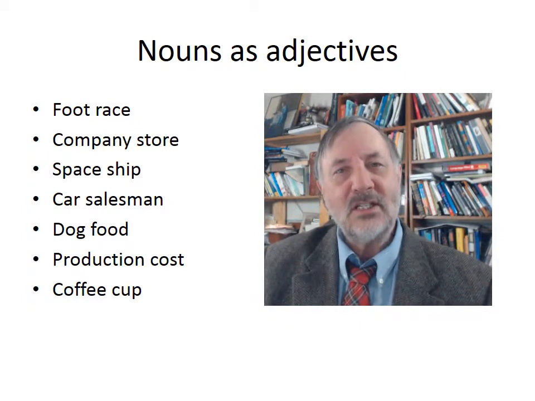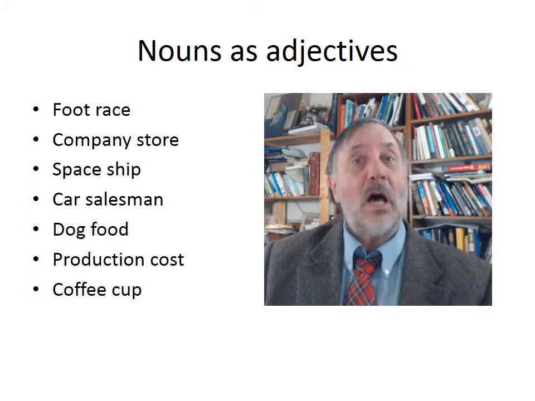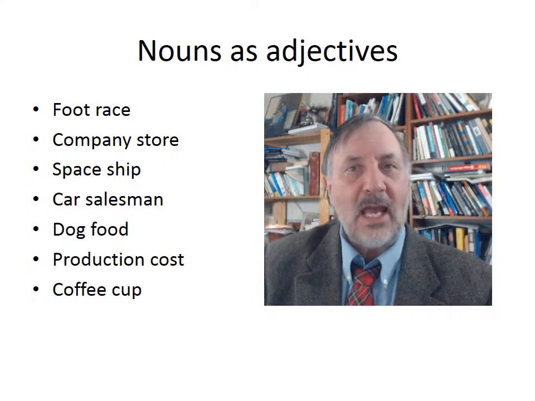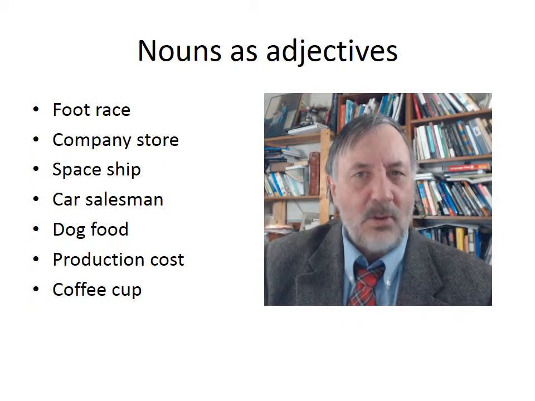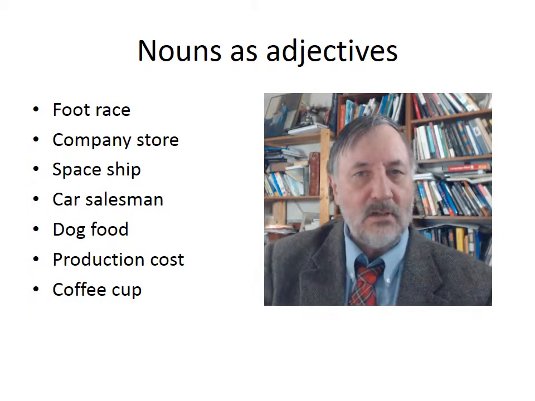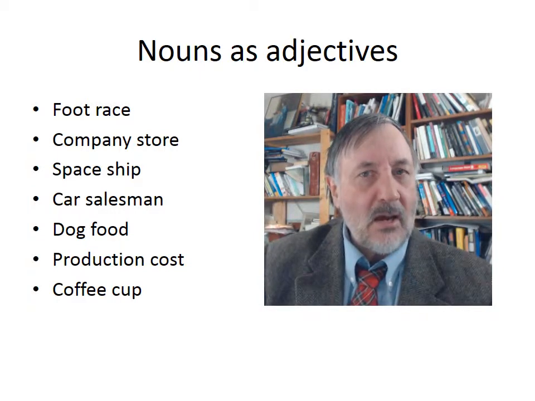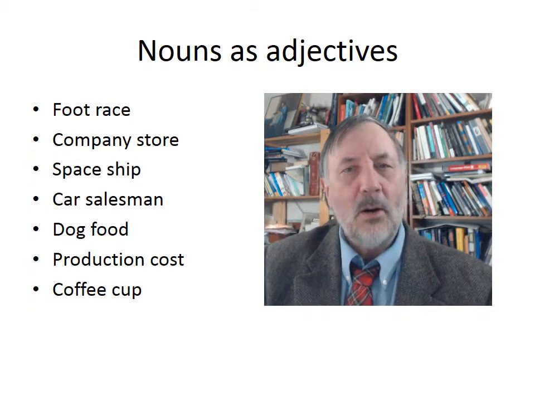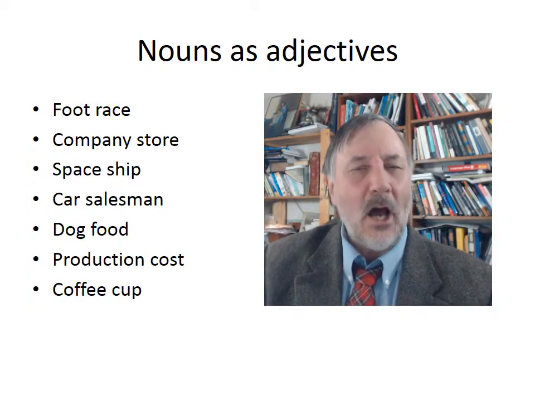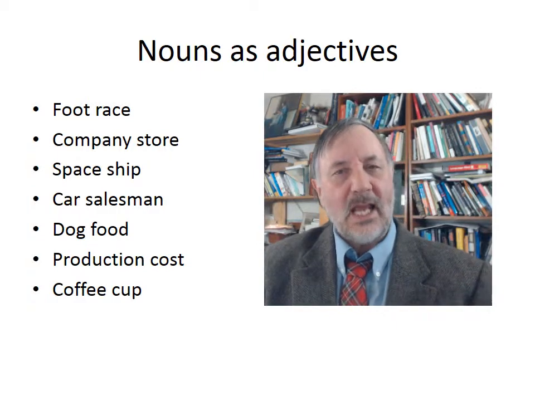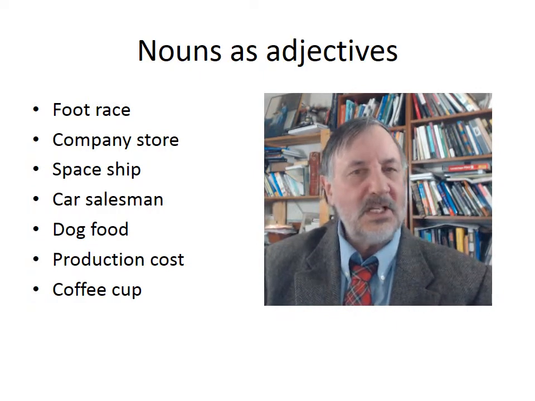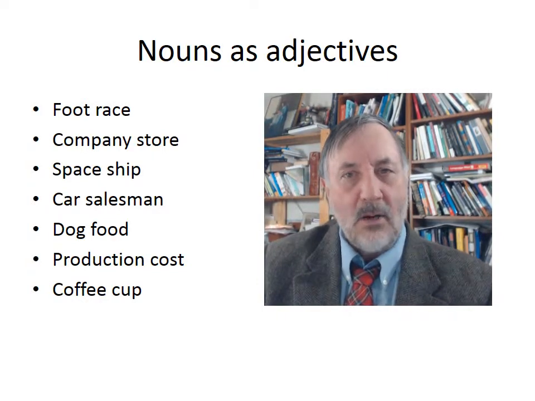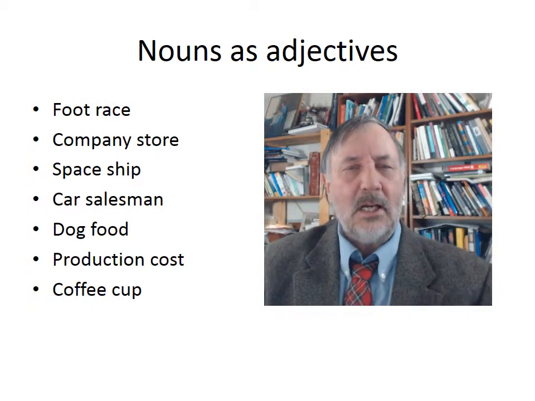Nouns can function as adjectives as well. So you can have a noun that modifies another noun. The first noun is being used as an adjective. And examples of these are listed over here. You could say a foot race, a company store, a spaceship, a car salesman, dog food, production cost, a coffee cup. So in each one of these cases, the first word, foot, company, space, car, dog, production, and coffee, are nouns in their own right. But here they're being used as adjectives.